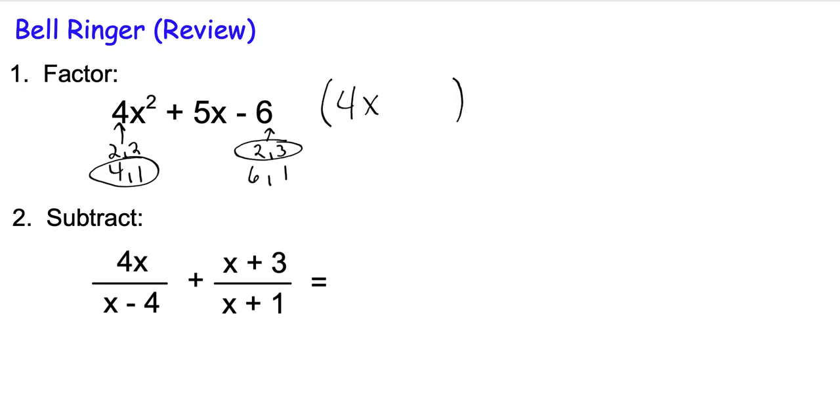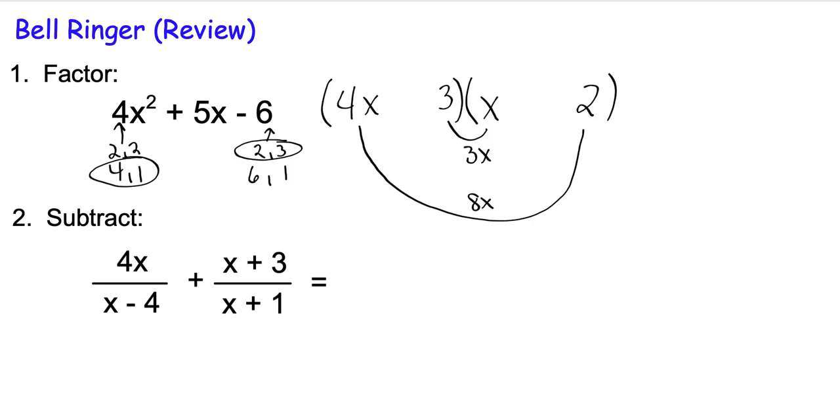So we need a 4x for the front, x for the back, and we'll put a 2 here and a 3 here. And then we can use this. That gets us an 8x. We got this. That gets us a 3x. So we can use those to get the positive 5x. The 8 must be positive. The 3 must be negative. All right? And that is the correct factorization.